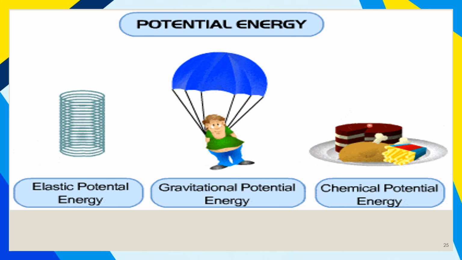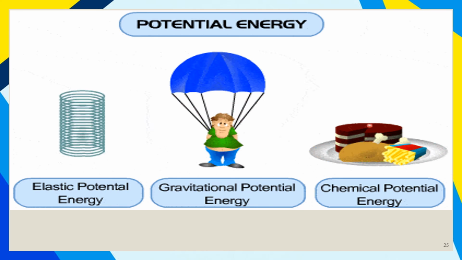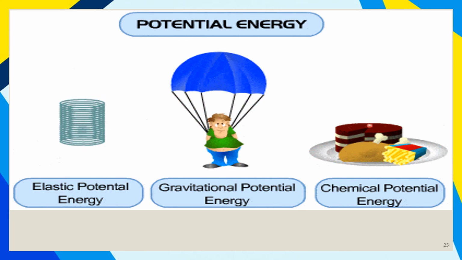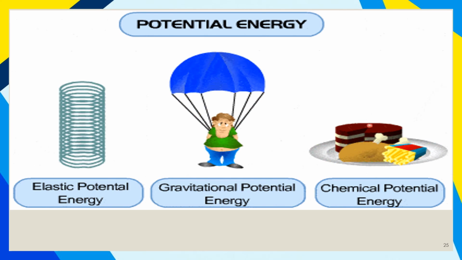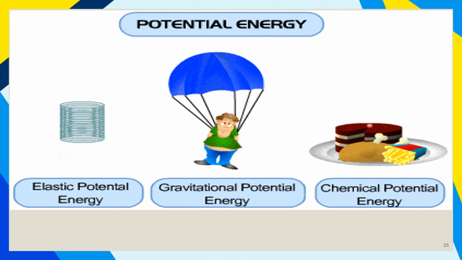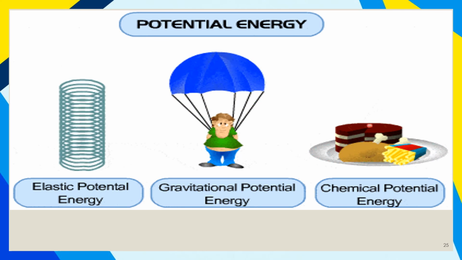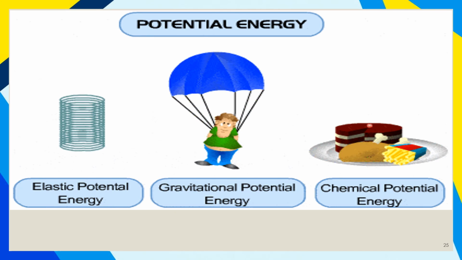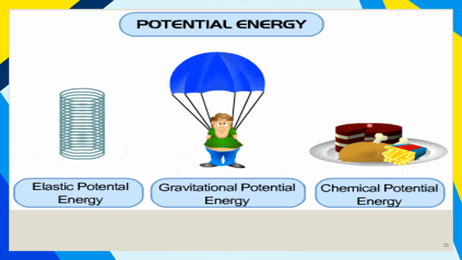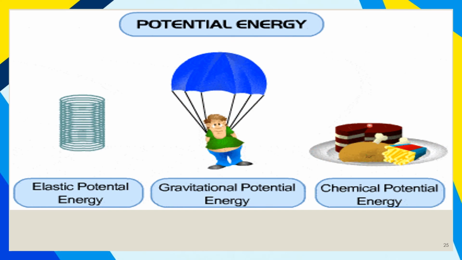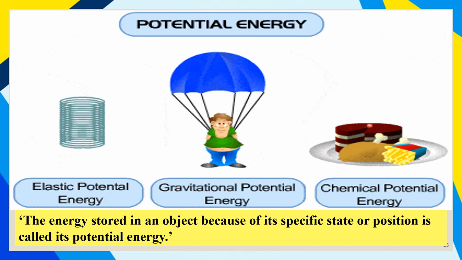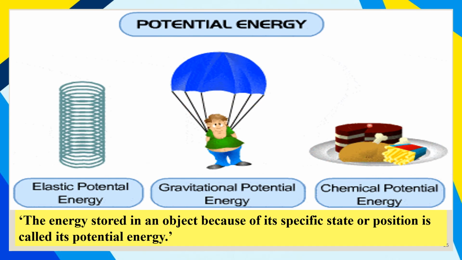Now here are a few more examples: elastic potential energy, then gravitational potential energy, chemical potential energy. Means when you eat something, that is chemical, right? It gets stored in your body and it will later be used for doing certain work. So you're storing that energy in your body. Anything which is stored energy is called potential energy. The energy stored in an object because of its specific state or position is called its potential energy. Okay, simple.